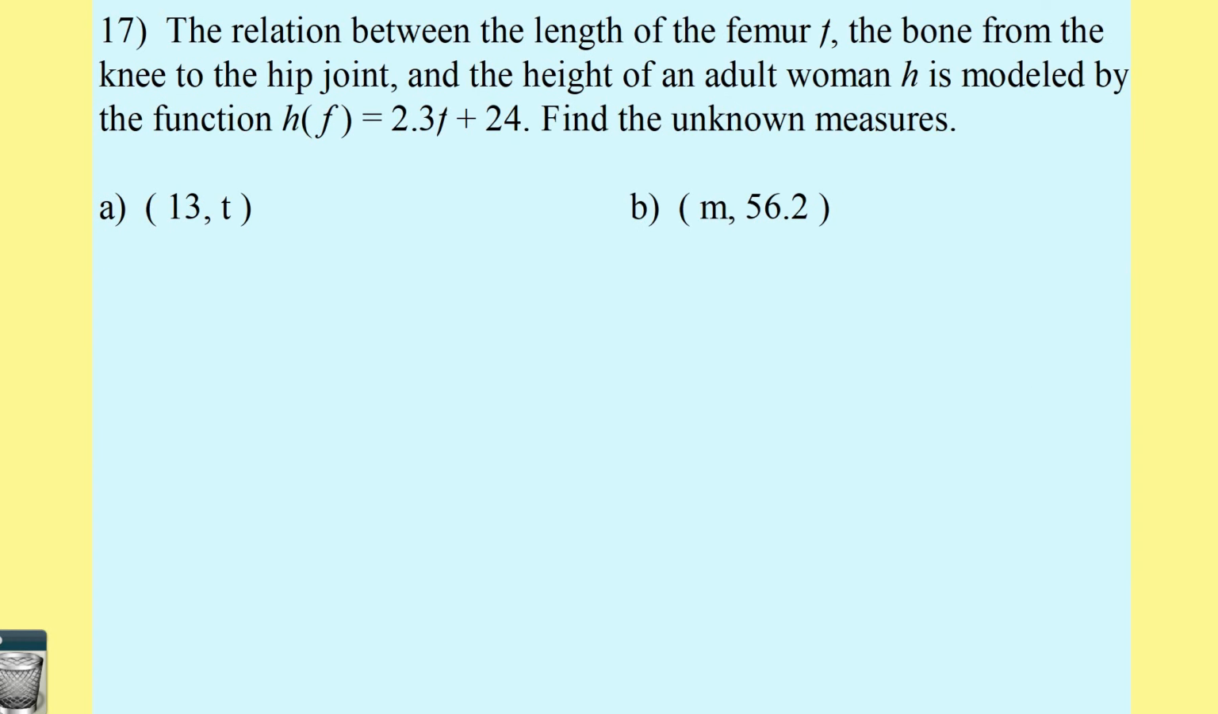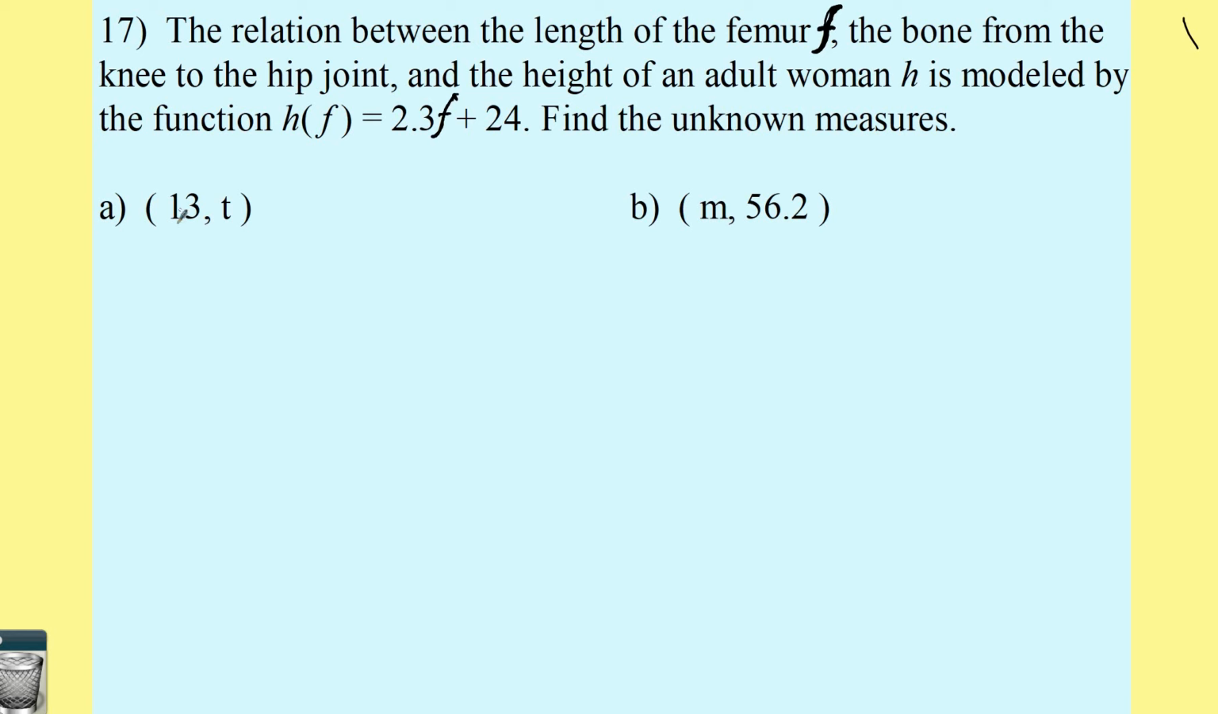Okay, whatever. So the relation between the length of the femur, F, that was rough. That's supposed to be a cursive F. The femur is the bone from the knee to the hip joint. The height of an adult woman, H, is modeled by this function. All right, we want to find the unknown measures.